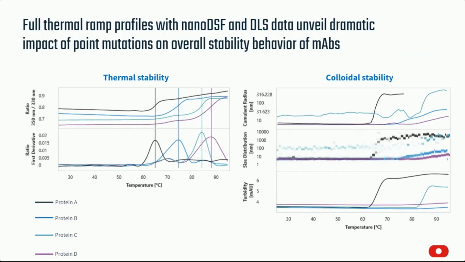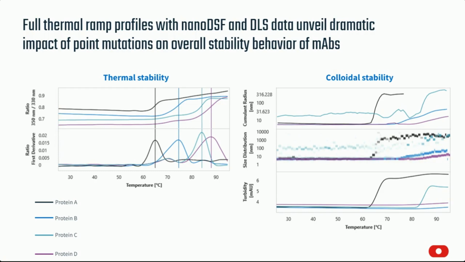So now we'll take a look at some data. First, we're comparing the thermal stability and the colloidal stability of the parent monoclonal antibodies. You can see that even though the parent monoclonal antibodies had only modest primary sequence changes, this resulted in dramatically different profiles. So we already know from this that just small changes to the sequence can have a big impact on the stability of a monoclonal antibody.